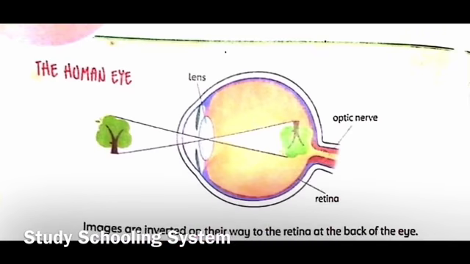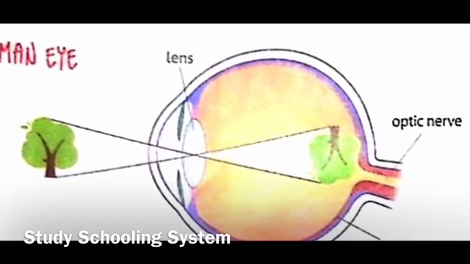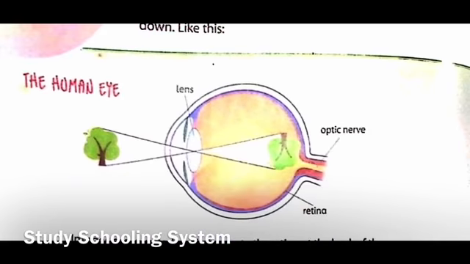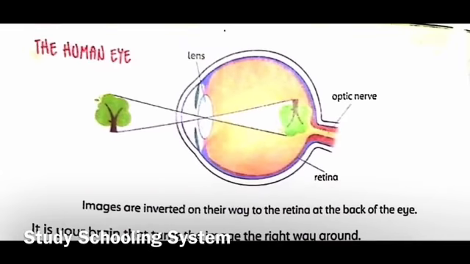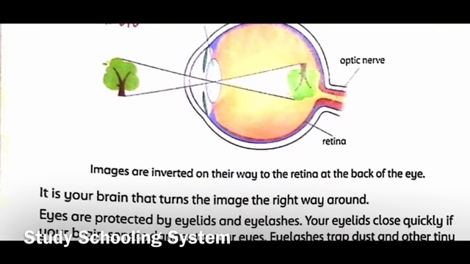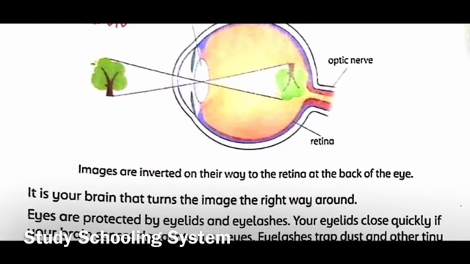In this diagram, they have labeled the lens, which is the curved part of our eye, the optic nerve, and the retina, which forms the image of the object. So the caption is, images are inverted on their way to the retina at the back of the eye.